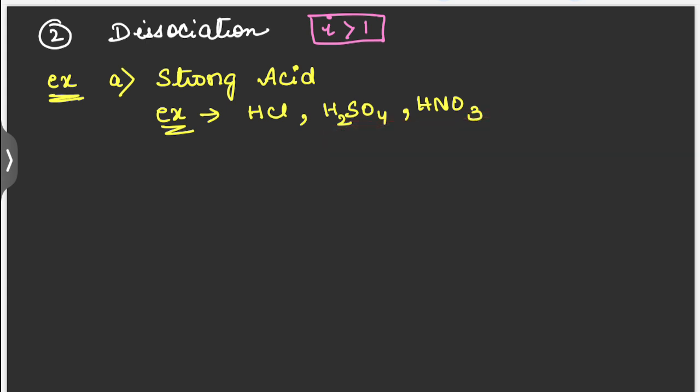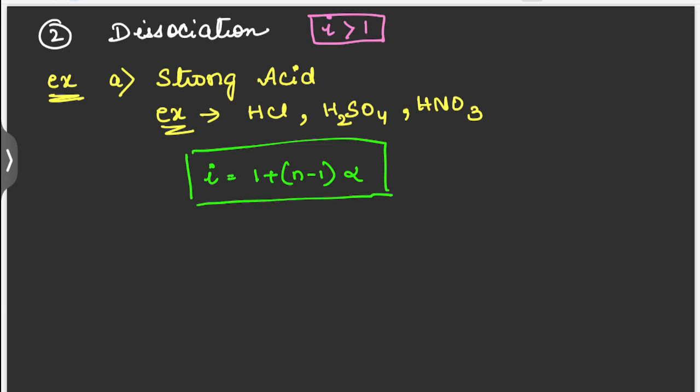So now how to find the value of i here? Let us write the formula. Same formula we are going to use: i is equal to 1 plus (n minus 1) into alpha. So here what is the value of alpha? Alpha is 100% here. 100% means completely dissociating. So HCl will completely dissociate. 100% means 100 divided by 100, which is equal to 1. Alpha will be equal to 1 here.